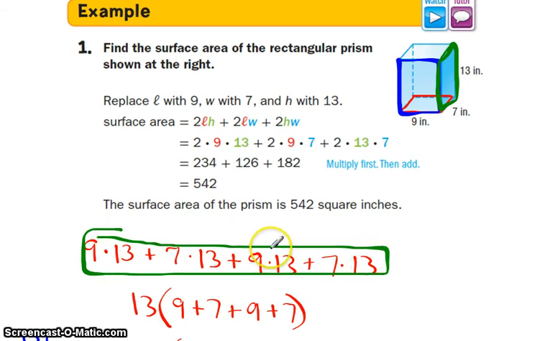That's a lot of work. But look what they all have in common. Look, they all have a 13. Because the height is 13. Of the entire shape, the height is 13.